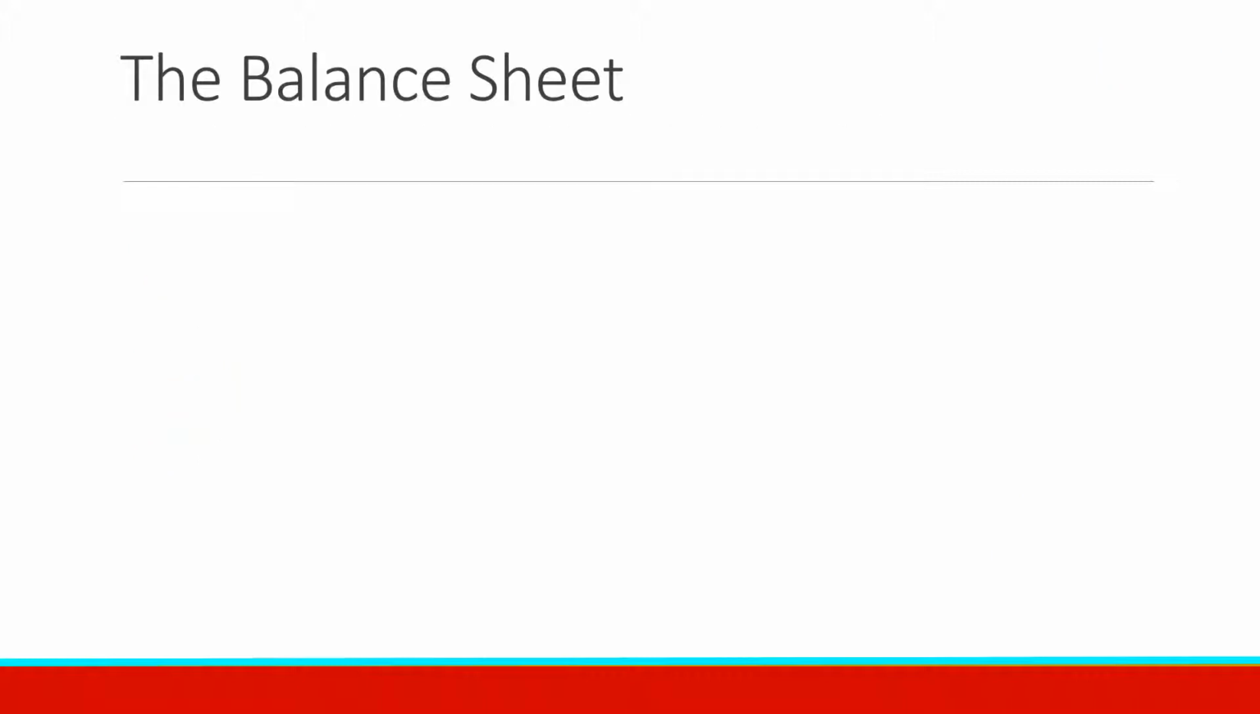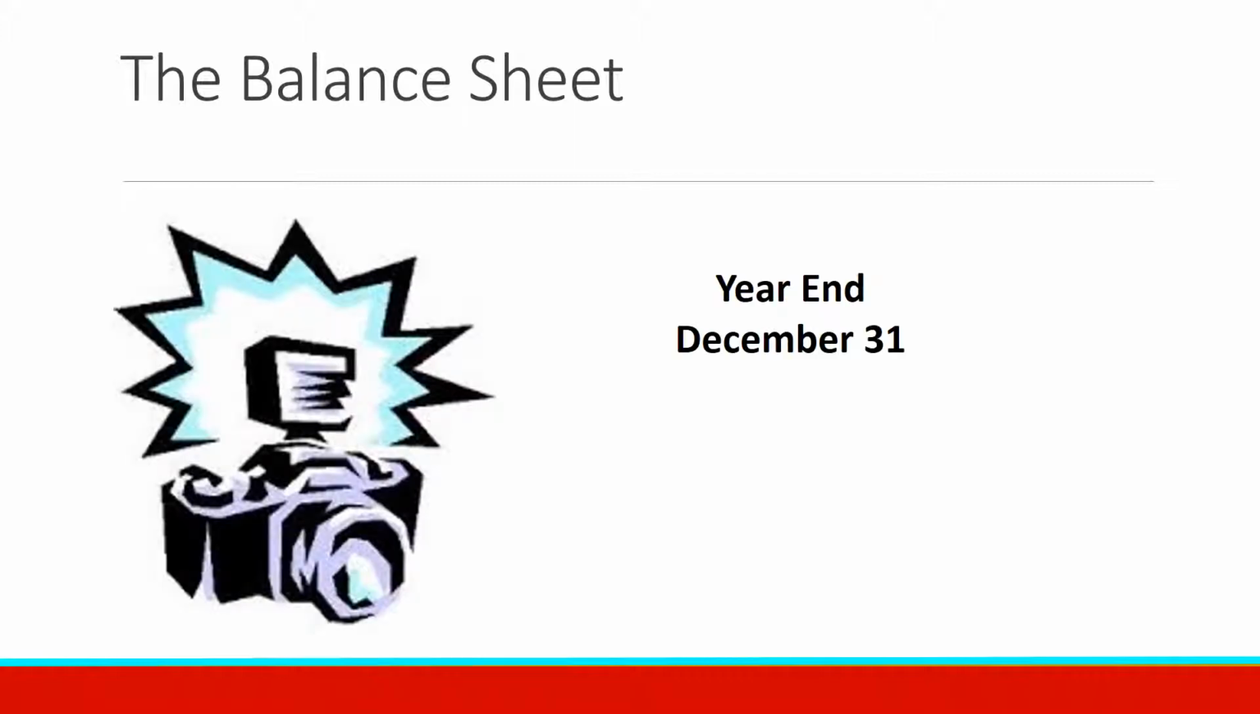In today's video, we will focus on the first of the three financial statements, the balance sheet. We will look at it in detail. What you should know is the balance sheet is really the heart of the accounting system. The balance sheet is a snapshot. It's taken at one point in time. For example, it's often taken at the end of the year, at the end of December 31st.